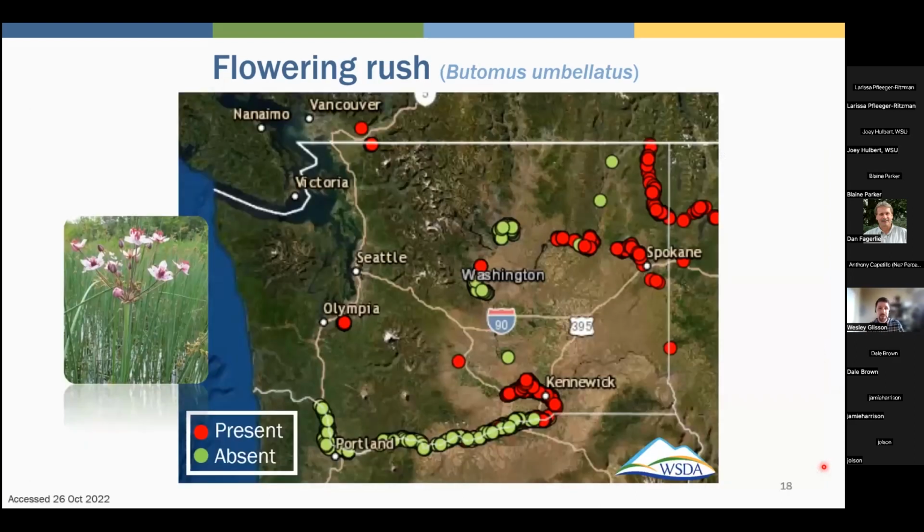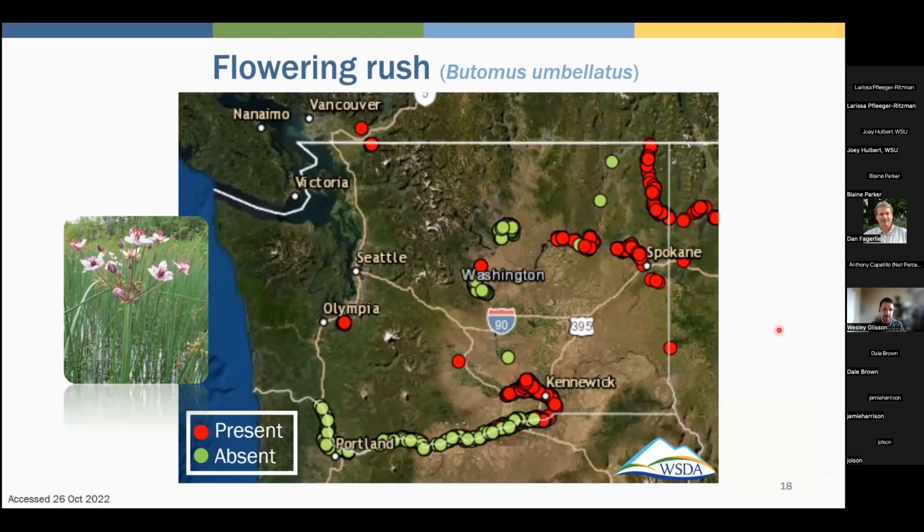In terms of its distribution in Washington State, this map has both areas where there have been surveys and it's not been found, as well as areas where it has been found. So these areas marked in red are where it's present. And as you can see, it occurs both along the Columbia River and its tributaries. So here we have the Pend Oreille River, Spokane River, Yakima River. Throughout the Columbia River system, as well as some disparate populations up here in Whatcom County and here at Joint Base Lewis-McChord. So fairly widespread distribution.